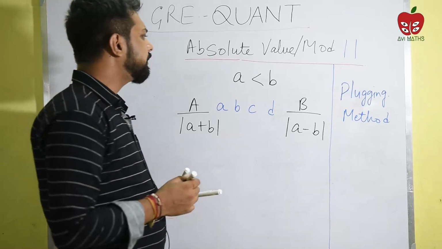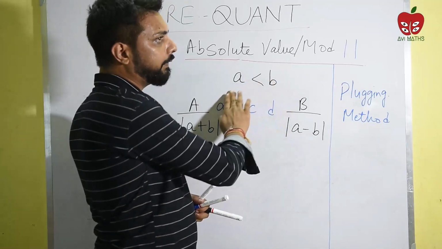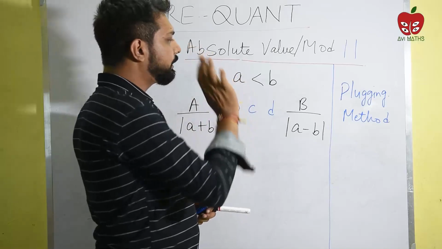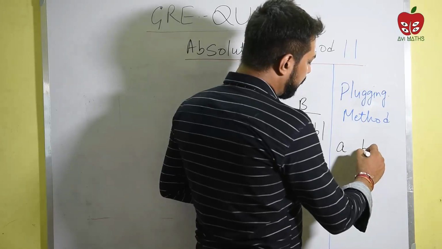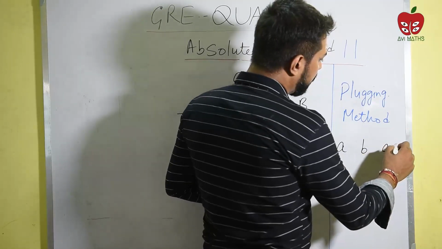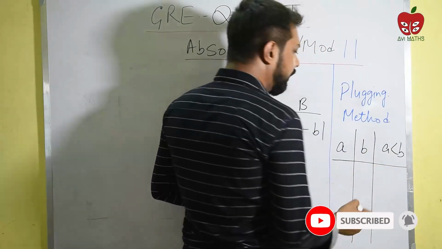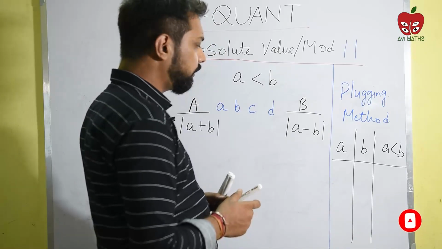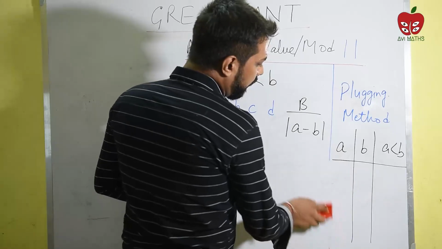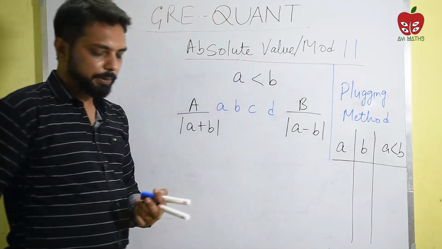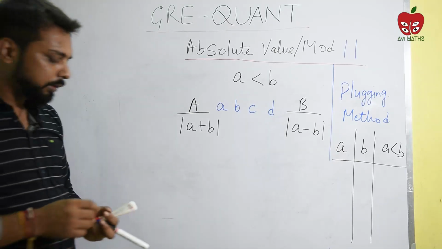Take some easy values, but you can take only those values for the variables which satisfy the given condition, and the given condition is what? B is greater than A. Let me make a table quickly here. I am writing A here, B here, and the condition also, A is smaller than B. Now I am writing the different cases possible depending upon the nature of A and B. So what is the first possible case?